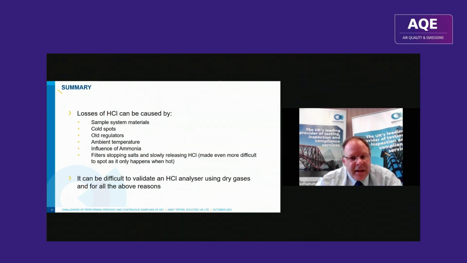And as you can see, it can be very difficult to validate an analyzer just to prove that it can deliver a valid result. It's not really just down to the analyzer. Generally, the analyzers are pretty reliable at reporting a result for HCl, but finding a sample system that can transport that HCl into the analyzer reliably and being able to prove that it's done that is quite a challenge in itself.